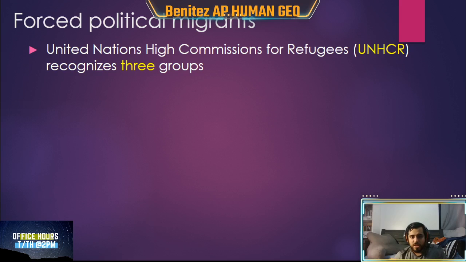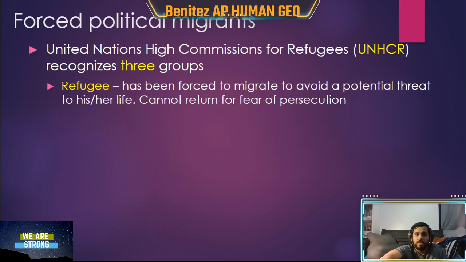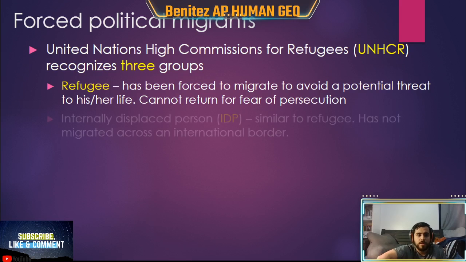So the United Nations High Commission for Refugees recognizes three types of political immigrants. The first one is a refugee. This is someone who is being forced to migrate from their country because their life is in danger. This means that the government is physically, literally trying to persecute a group of people, and those people try to run away from the danger.